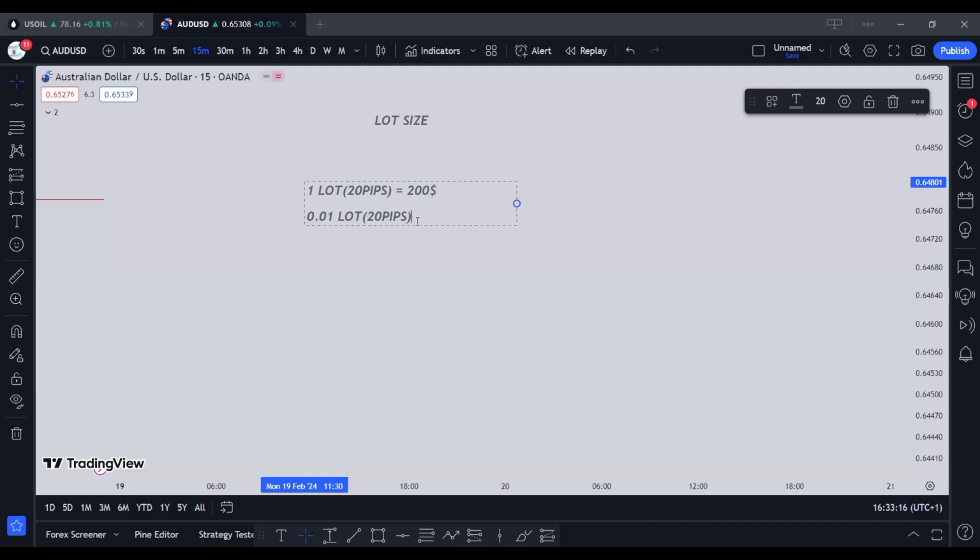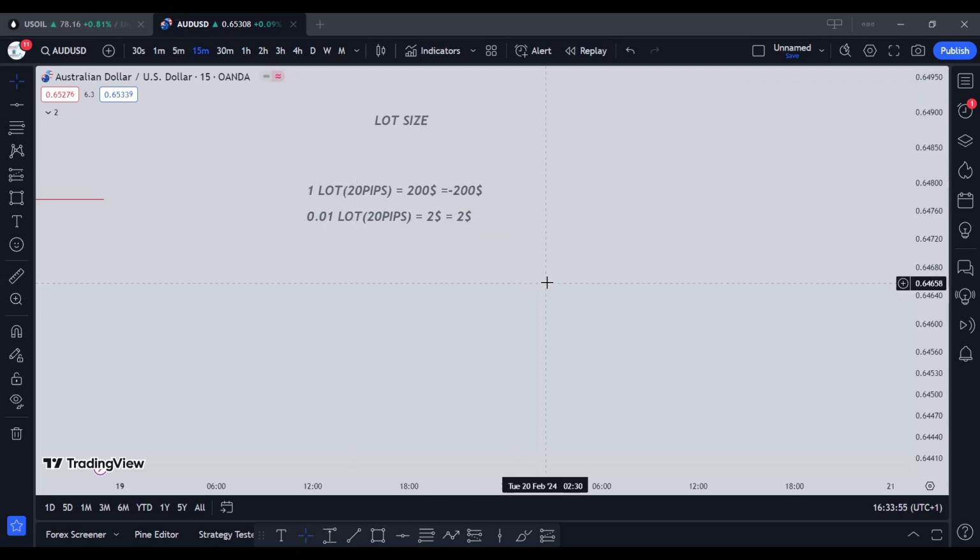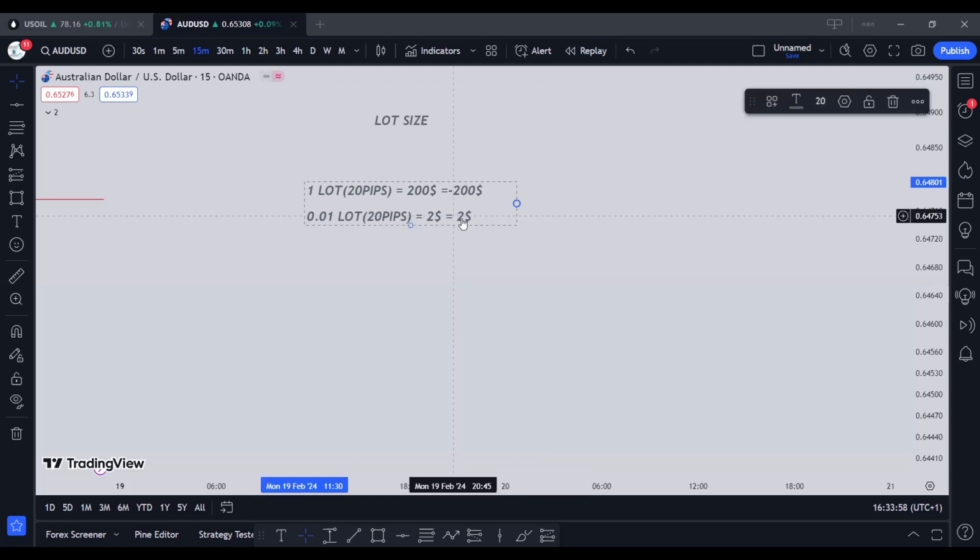And you are making $2 profit. Same thing when you lose. You are losing a maximum of $2. He is losing a maximum of $200. So the bigger the lot size, the bigger your risk and potential gain.